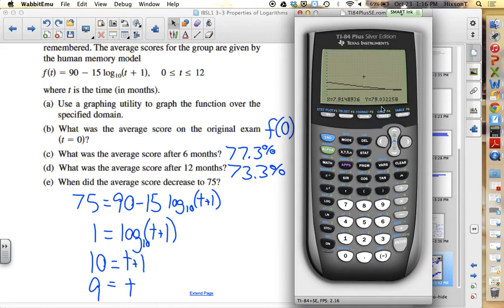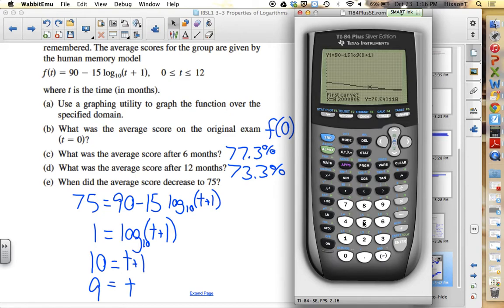If you take a look at this, now I can see where they cross. But even if I do trace, I may not get exactly where I want it to be. So that's where if you hit second calc, we want to calculate the intersection, number 5. And here it's just like when we found zeros. You remember doing that? The zeros and the max and min points with the calculator. You have a first curve, you have the left bound, right bound, and a guess.